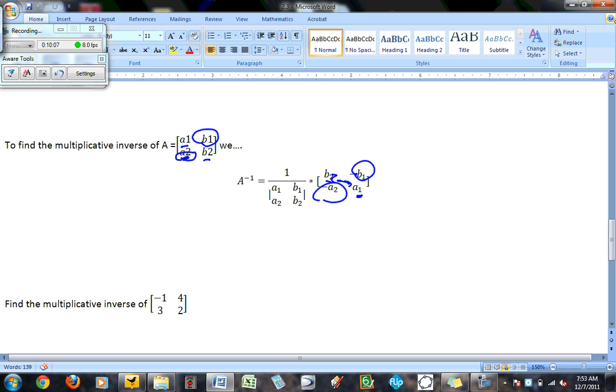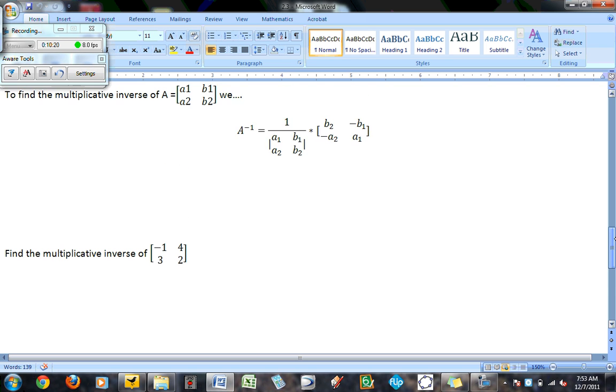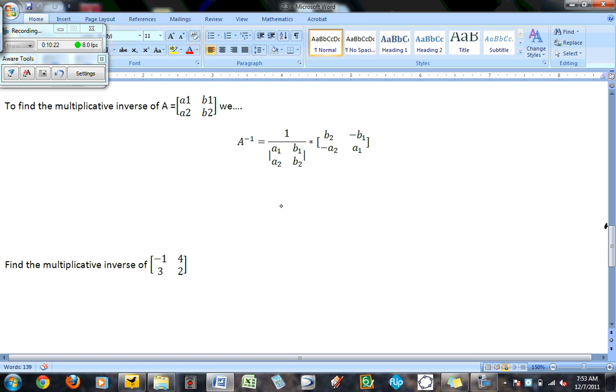All right, so I'll give you an example here. Find the multiplicative, I can't ever say that word, inverse of -1, 4, 3, and 2. All right, so like I said, the first thing we do, the inverse is going to be 1 all over the determinant. So the determinant, we multiply diagonally, so -2 minus 12, which is a -14.